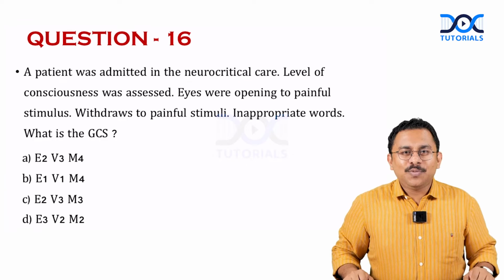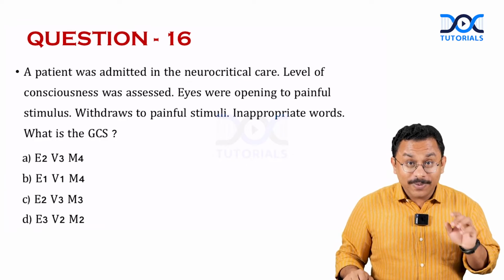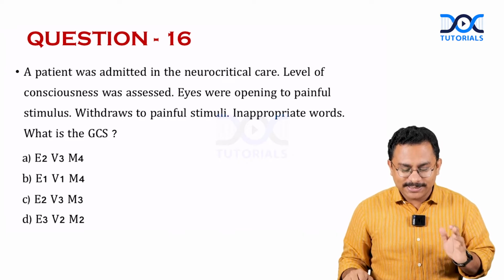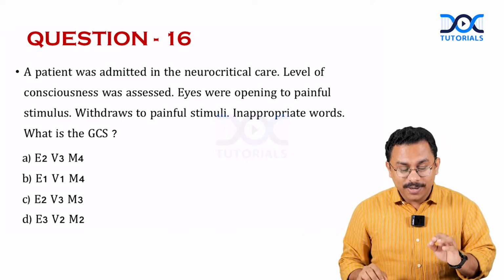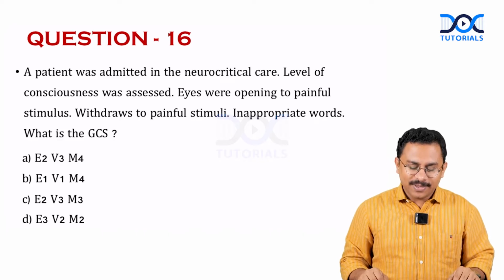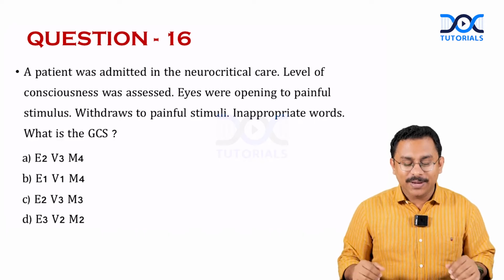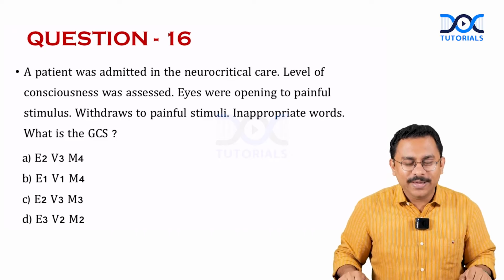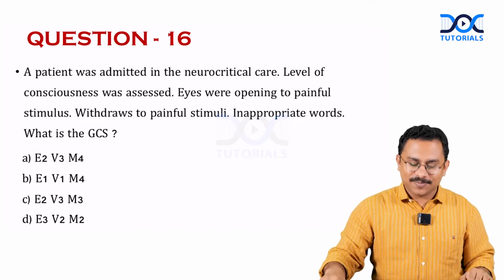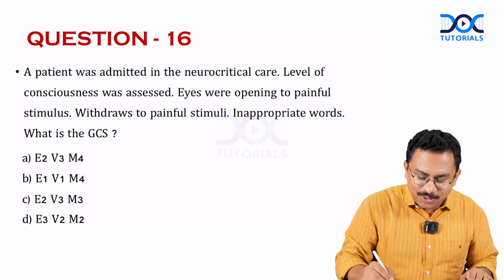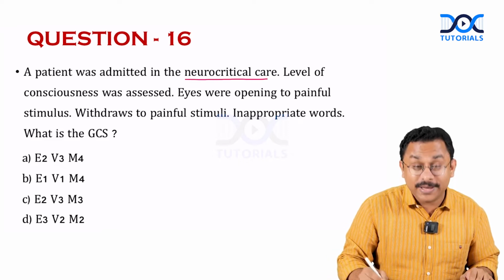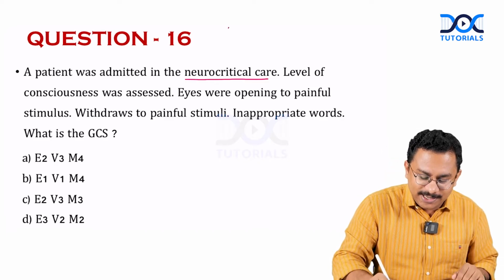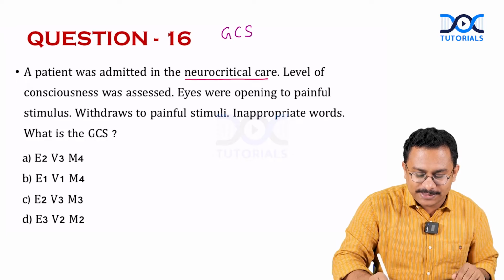Okay, all right, moving on to question number 16. A patient was admitted in the neurocritical care. The level of consciousness was assessed. His eyes were opening only to painful stimulus. And then on applying a painful stimulus, his limbs were withdrawing. Inappropriate words were being spoken. What is the GCS? So in any patient admitted to the neurocritical care, a very important tool in assessing the level of consciousness is the Glasgow Coma Scale, the GCS.